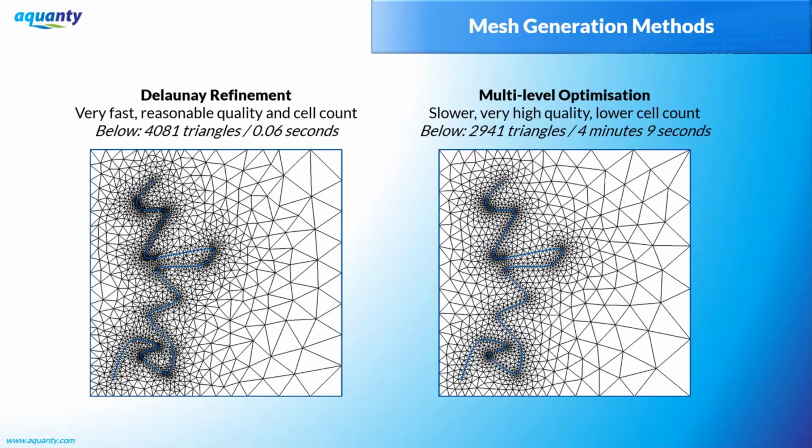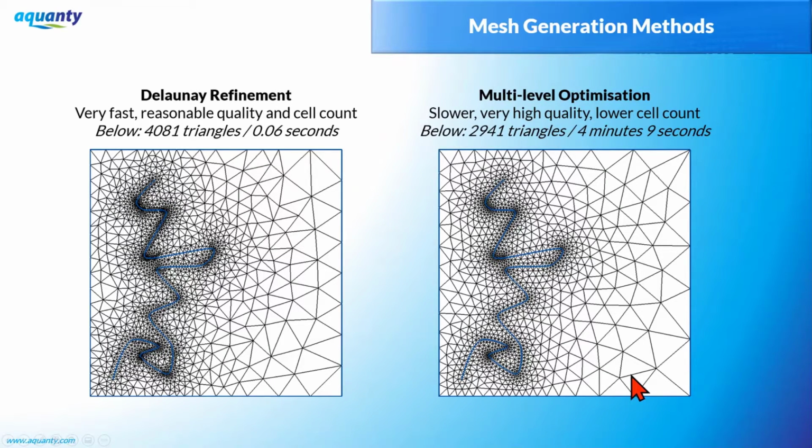Here's a side-by-side example of a mesh generated by each of these two algorithms with the same input geometry. Notice on the left here that the Delaunay refinement produced a mesh of 4,081 triangles in under a second. This is extremely fast. The cell quality here is fairly reasonable, but there is a bit of unnecessary variation in some of the aspect ratios of these triangles, especially when you compare it side by side with the optimized version.